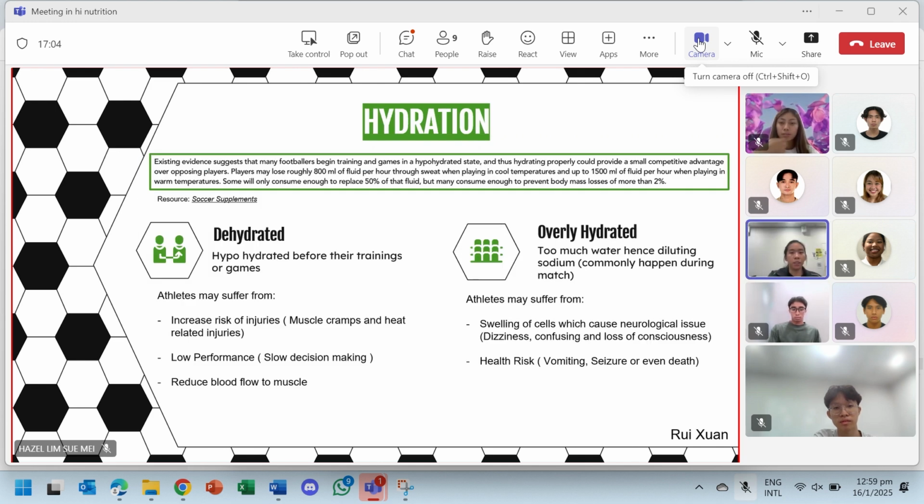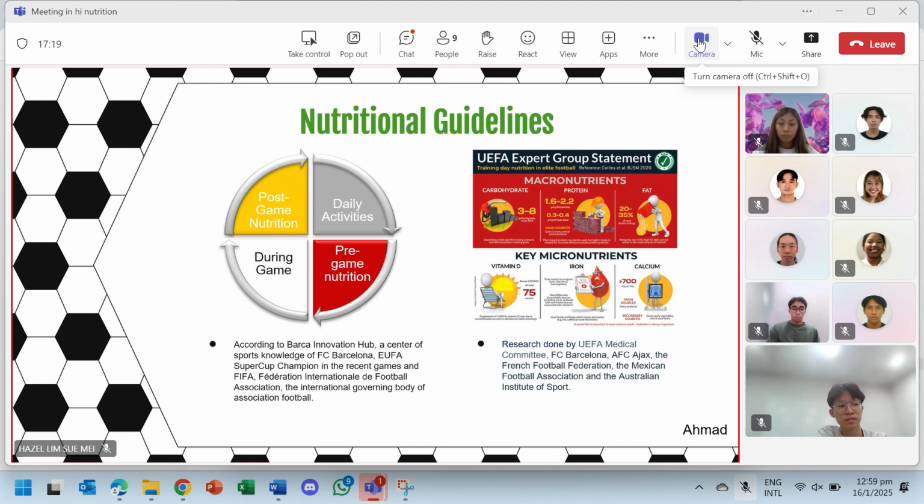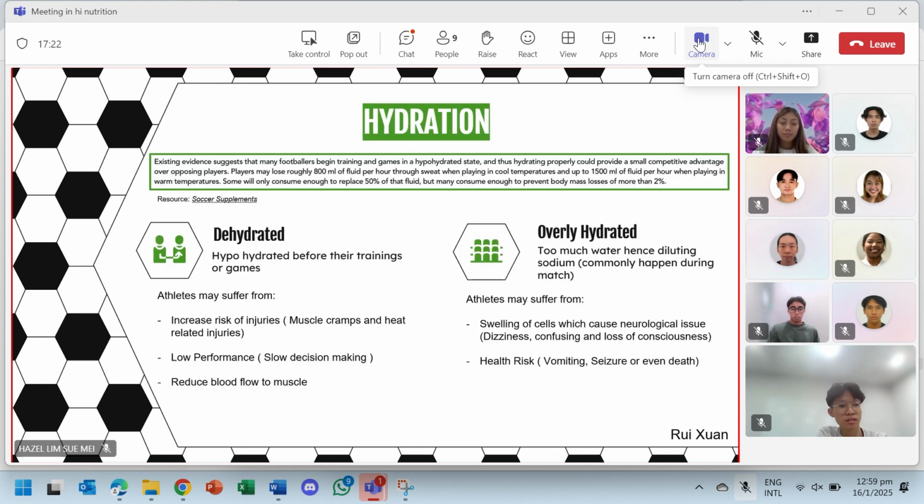So next up we have hydration. Athletes do not know how much water to drink. From the research above, we can tell that most football athletes are in a dehydrated state before they go for training. Hence, this will increase the risk of injuries such as muscle cramps, as well as heat injuries, which are heat exhaustion or even heat stroke. It can cause a slowdown in performance, which may give the athletes slow decision making. At the same time, it will reduce the blood flow to the muscle, which may cause muscle weakness. And when muscle weakness is caused, it will decrease the endurance as well as cause pain and discomfort in the muscles.